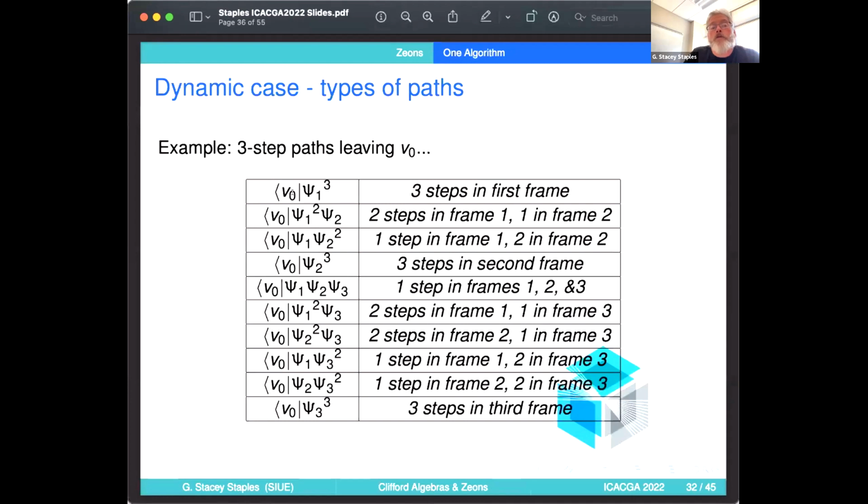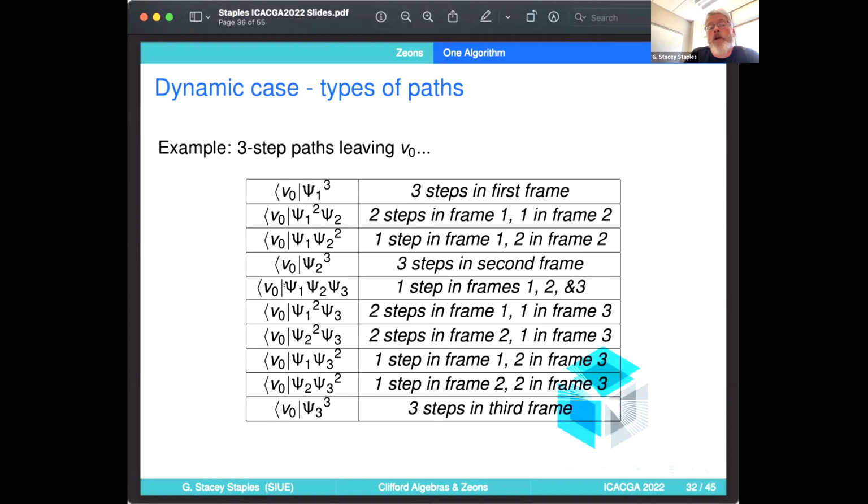and then I can find all the paths by just considering, this is my initial vertex V0. Maybe I have 3 steps in the first frame if I'm looking for 3-step paths, or maybe I take 2 steps in the first frame, but then the topology changes, so there's 1 extra step in the second frame. And so the C's indexed by 1, 2, and 3, these are adjacency operators, nilpotent operators, representing graphs with different topologies.